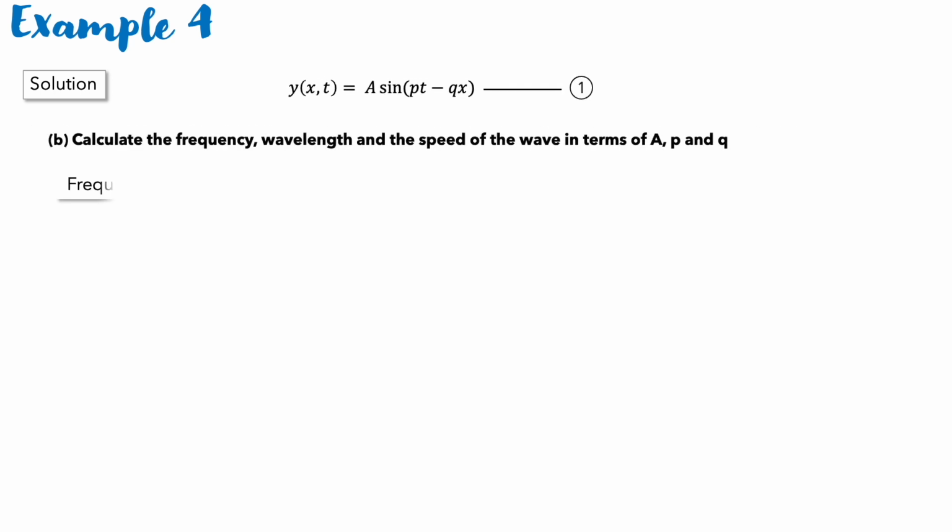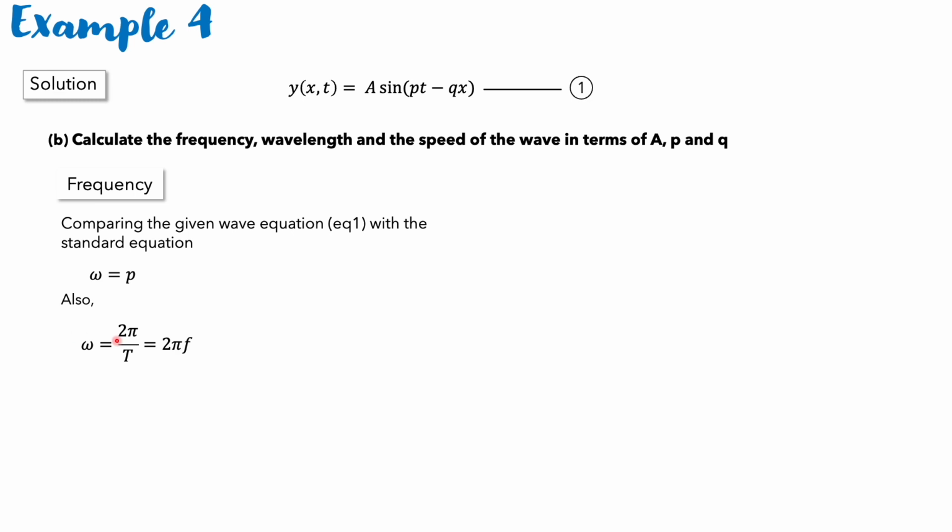Okay, in part B, first we have to calculate frequency. We will compare the given equation 1 with the standard equation again, and we know that in the sine function the term with t represents omega, and the term with x represents wave number. So omega is equal to p. Again, now we know that omega is equal to 2 pi over T, and 1 over T is equal to f, so we can write it like this. From here we can rearrange terms and find the value of f.